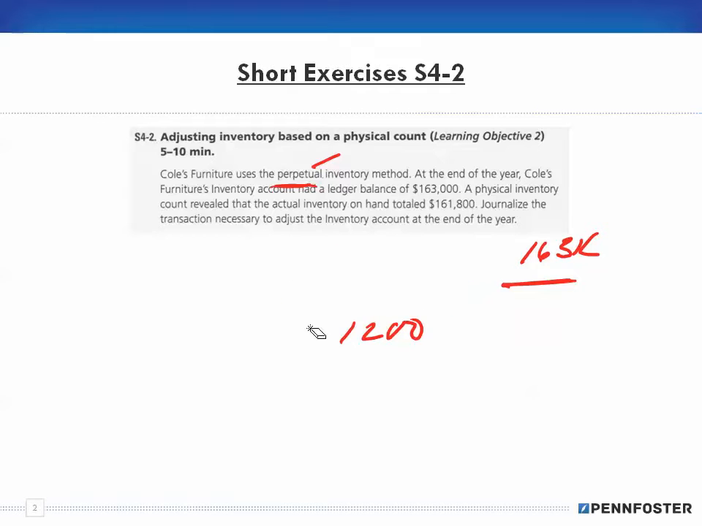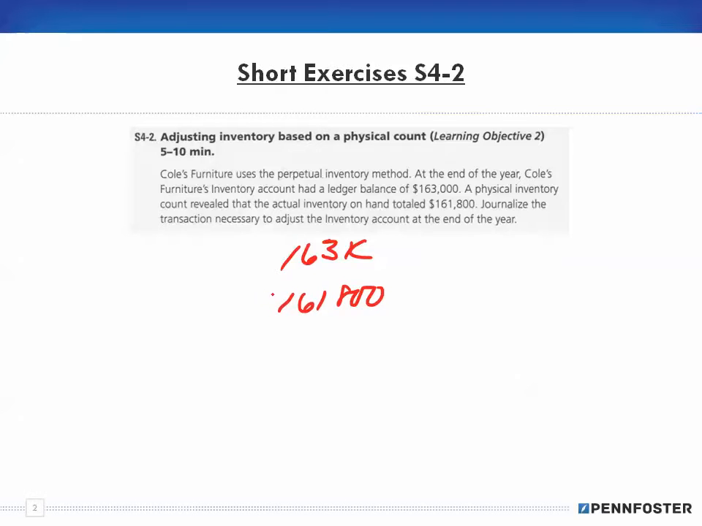Of course, with periodic, you start out with the 163, and it doesn't matter what goes in and what goes out, because your books are generally always reflecting what comes in, not necessarily what goes out. And at the end of the period, you end up with $161,800, right?